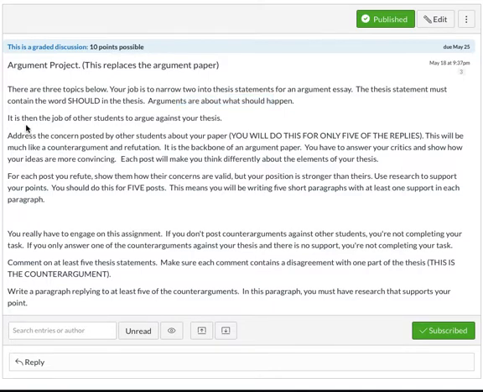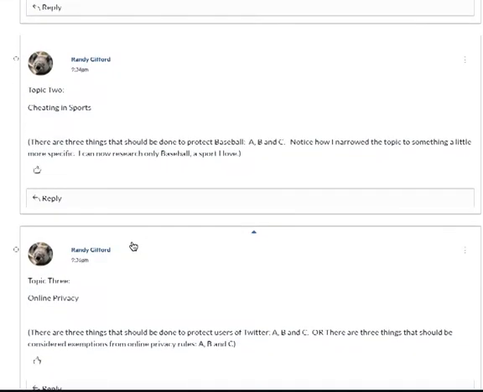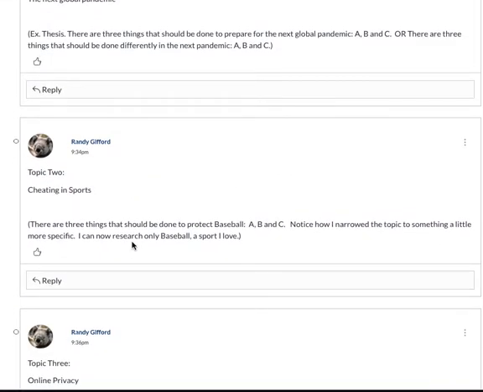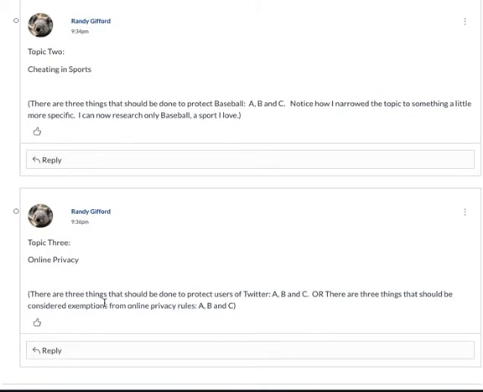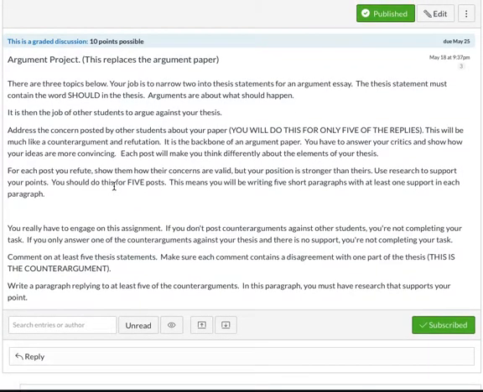Now, you've written your two thesis statements and you've posted them under the topics. So you have three topics, 1, 2, and 3. You've chosen two of them and written your thesis statements. Now is when it gets exciting. It is the job of other students to argue against your thesis. So take part of the thesis. Usually the thesis has three things that should happen, or three things that should change, or should be considered. You will take one of those and argue against it.